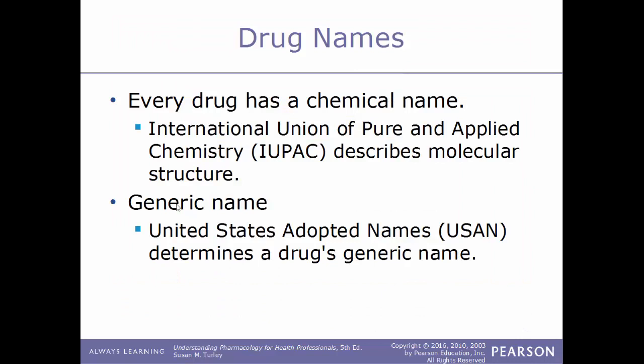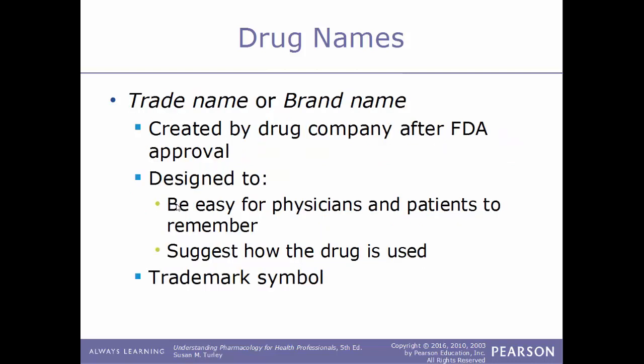Every drug has a chemical name, and the group that describes the molecular structure is IUPAC, the International Union of Pure and Applied Chemistry. Drugs also have a generic name, and the United States Adopted Names, or USAN, determines what a drug's generic name is. You also have a brand name or a trade name. These are created by the drug company that manufactures the drug after that drug is approved by the FDA.